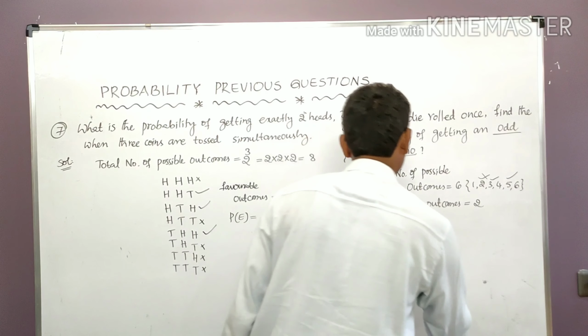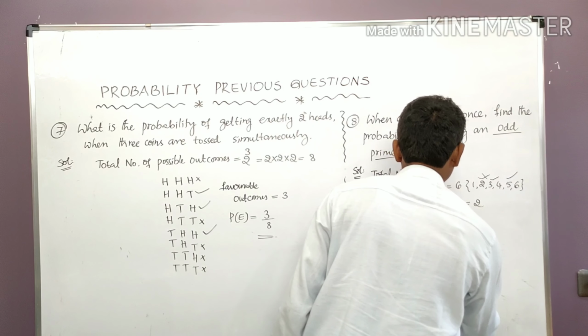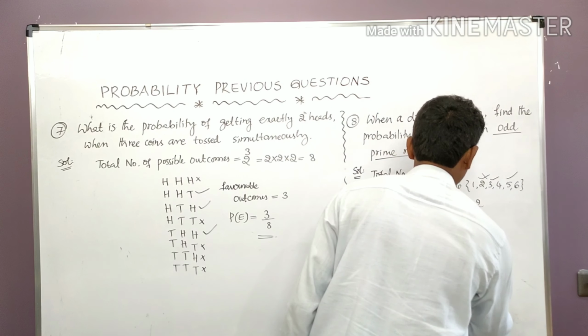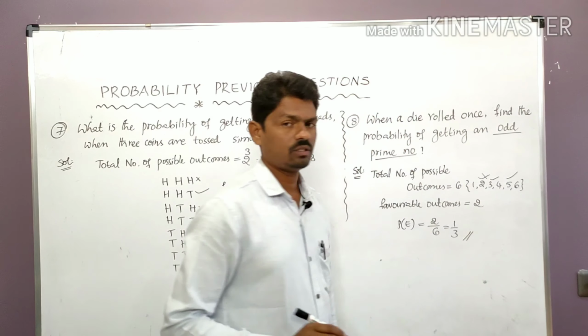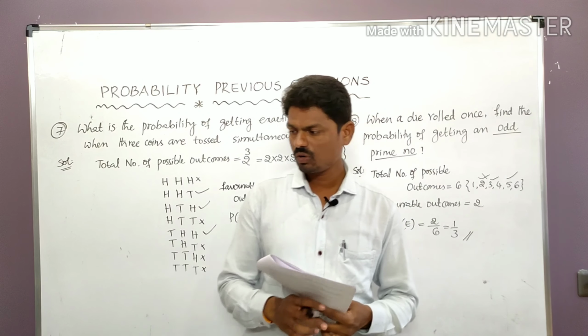Therefore, probability of an event, if E is an event, probability of E is equal to 2 by 6, that is 1 by 3. 1 by 3 is the probability of getting an odd prime number. So, see student, one more.